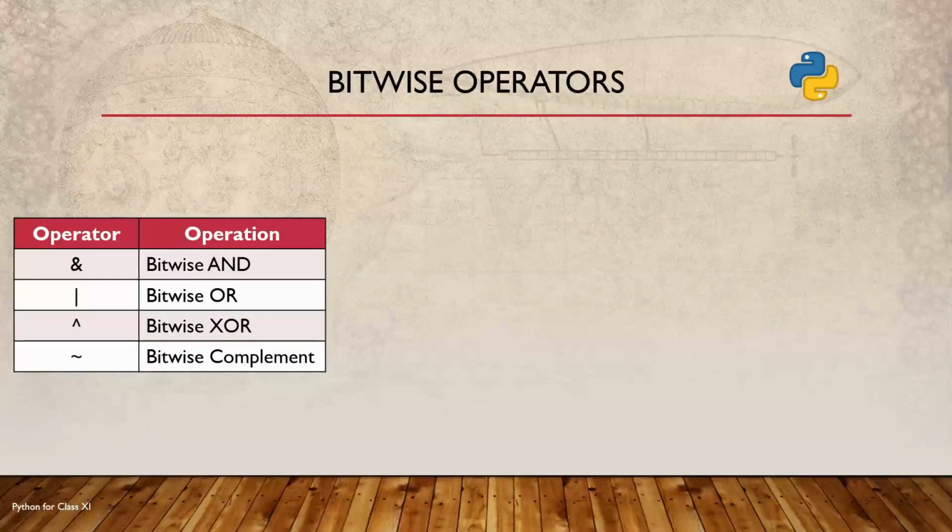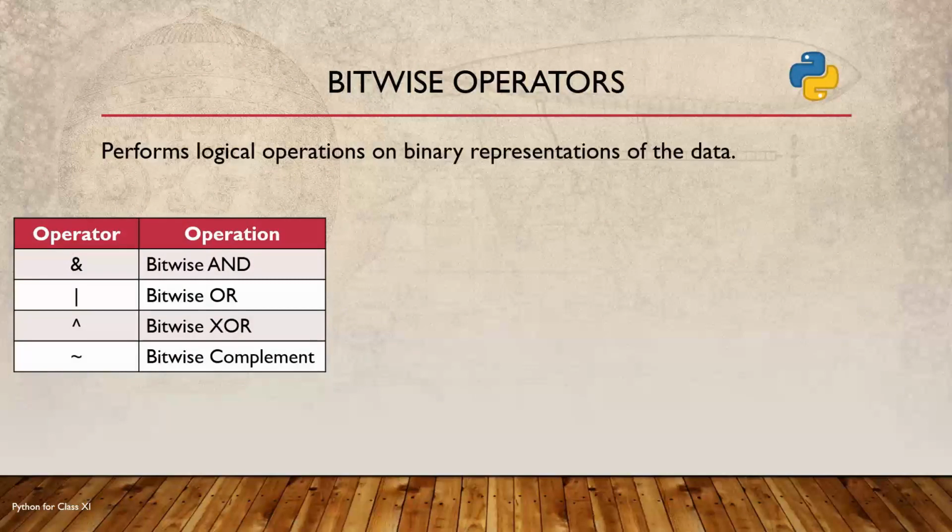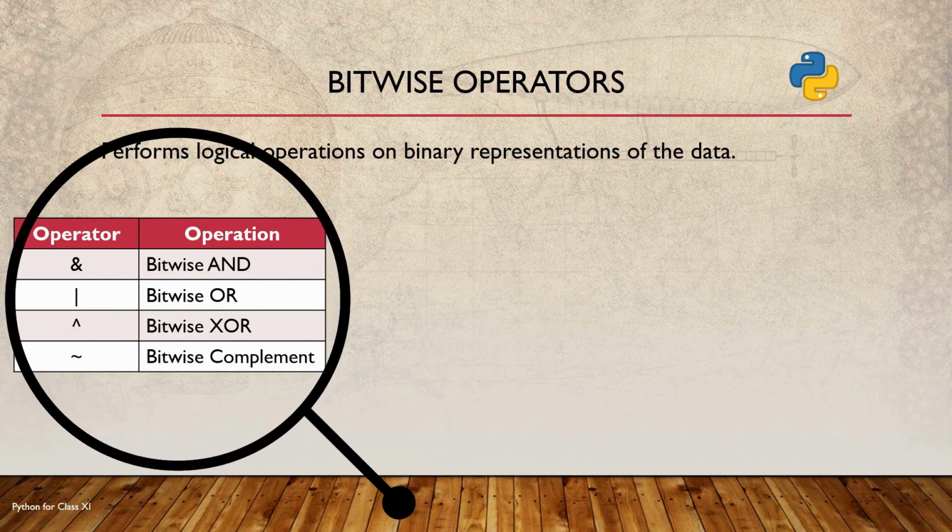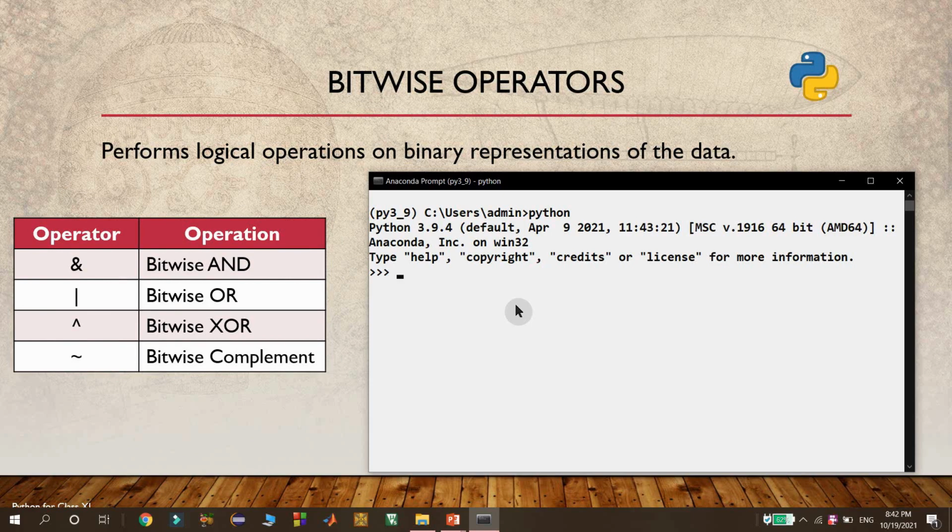Next, bitwise logical operators. These operators perform logical operations on binary representations of the data. We can use bitwise logical operators to change the individual bits of an operand. There are 4 bitwise operators. I will show the function of each bitwise operator. Now I am considering 2 operands: one is 3, another one is 10. The 4-bit binary representation of the number 3 is 0011. The 4-bit binary representation of the number 10 is 1010.